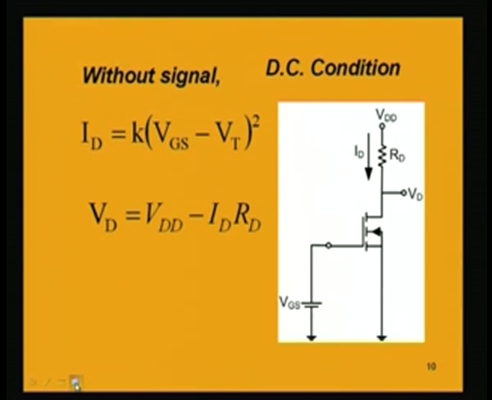Now, in order to study the amplifier in detail, we will be considering the DC and AC conditions separately, because what we have done in BJT also is that we were considering the DC biasing condition, and then we were considering when the signal was applied, and then we were combining both of them.